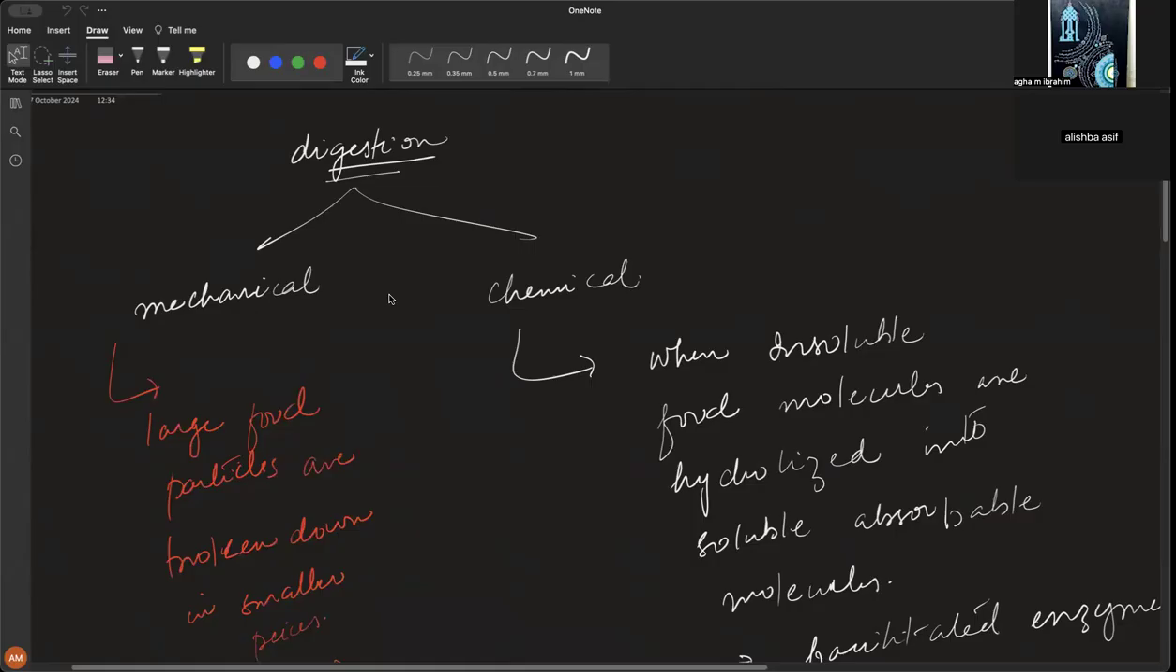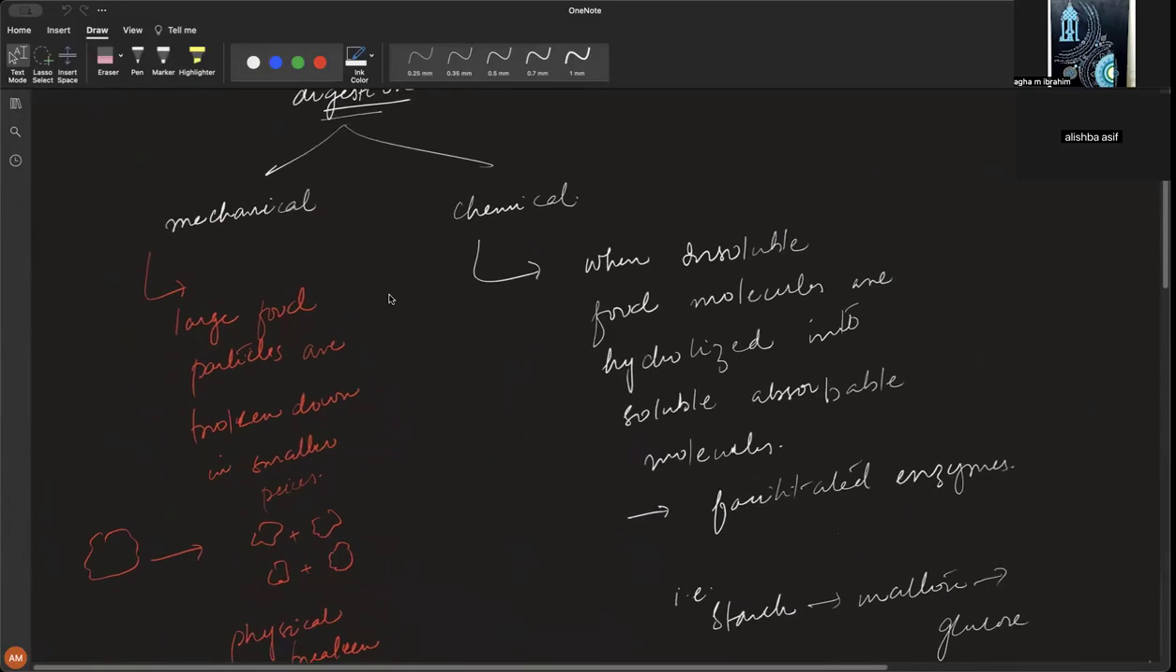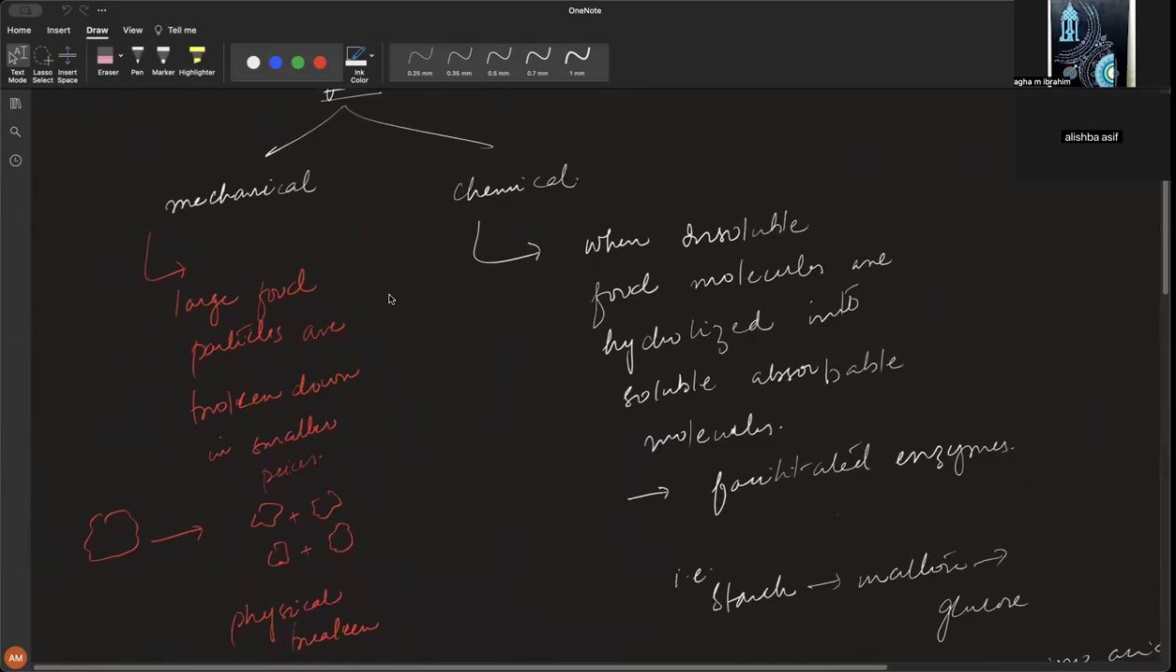When we talk about digestion, we are going to see that digestion has two important parts, two types. There is mechanical digestion and there is chemical digestion. Let's talk about mechanical digestion first. Basically, mechanical digestion is a physical digestion. It does not involve any enzymes.